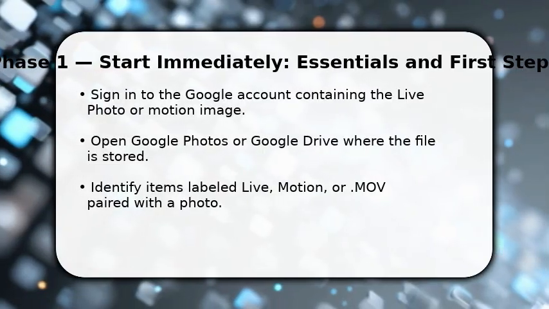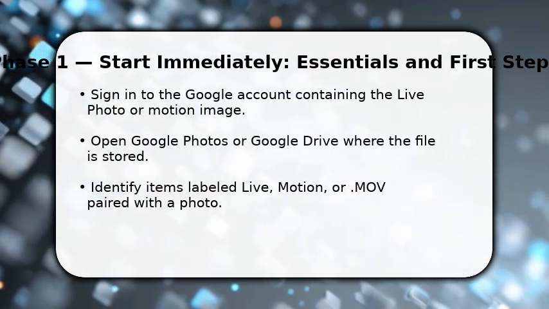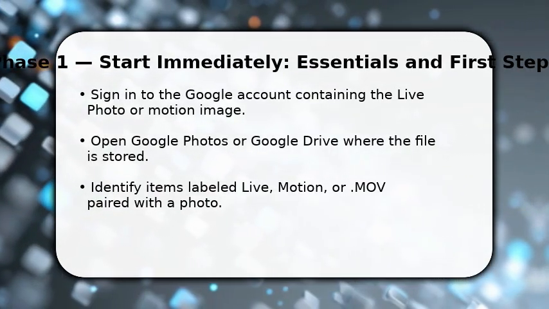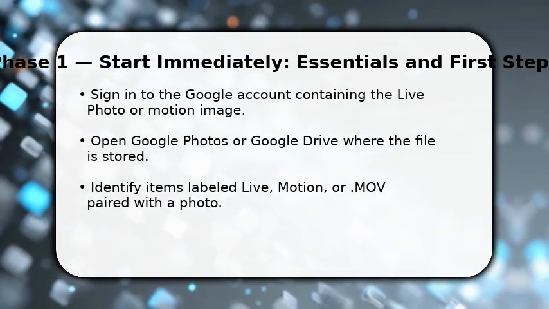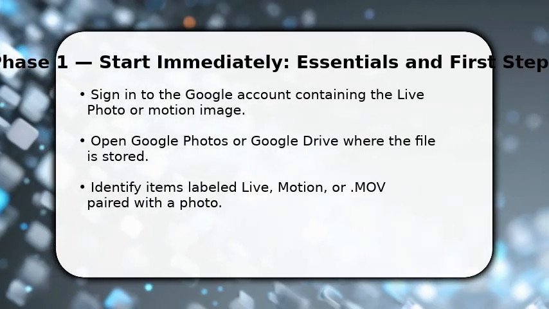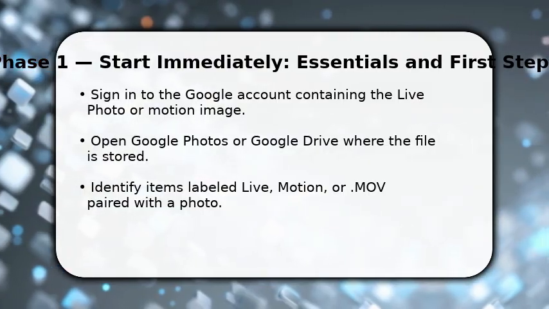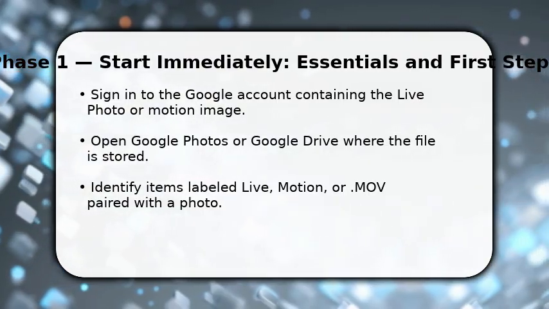You start by confirming where the live content lives. Make sure you're signed into the correct Google account. Open Google Photos first, because live photos often appear as a still plus a motion clip. Alternatively, check Google Drive for paired MOV files. Once you see the item, tap or select it to expose options.